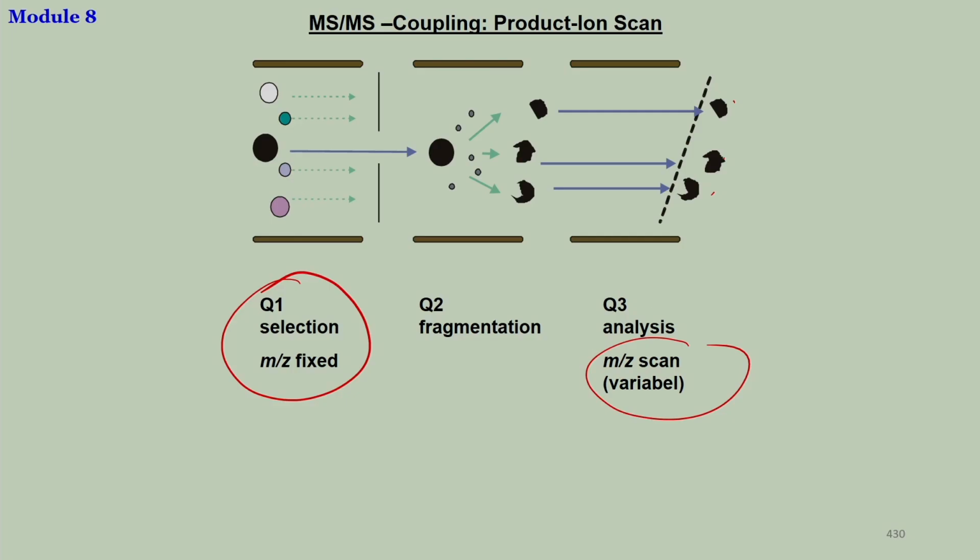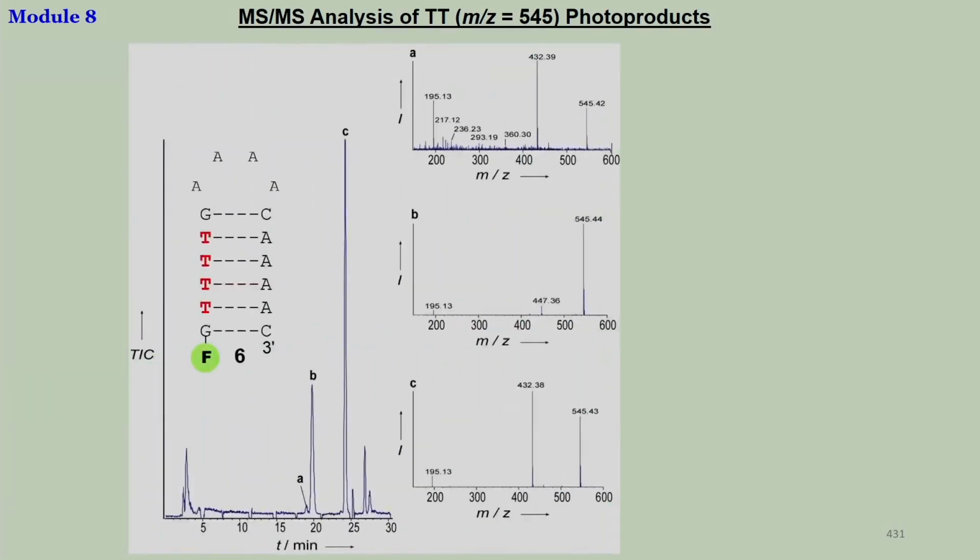MS coupling, product ion scan. This is a high throughput technique that we use for biomolecules. If you want to see DNA fragmented patterns, or proteins, it is especially used for proteomics, because protein is a very large molecule and you want to know which amino acids are present, you want to know the proper characterization. I will give you one example of how we have used it.